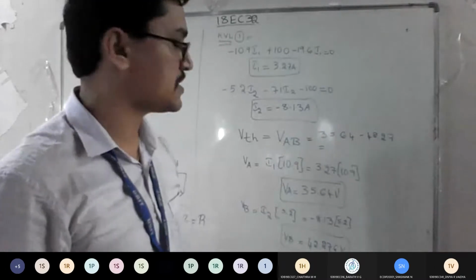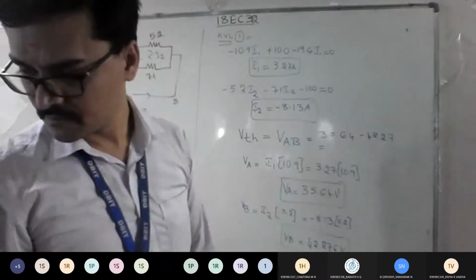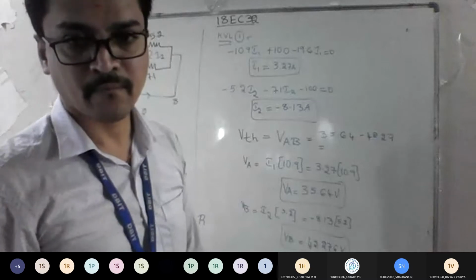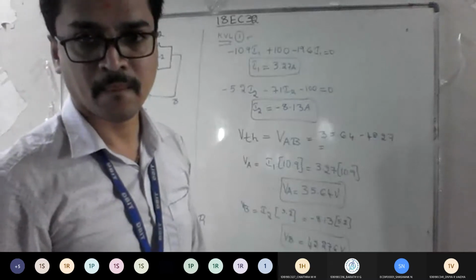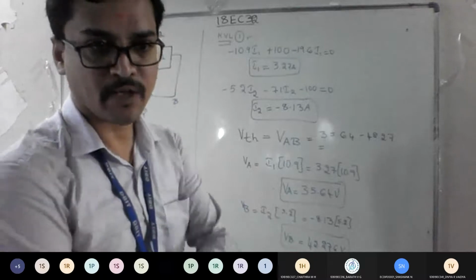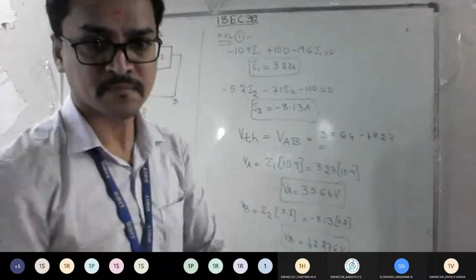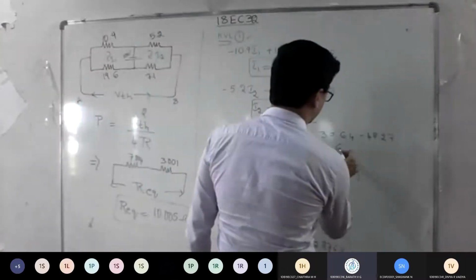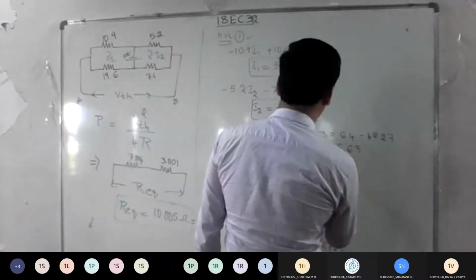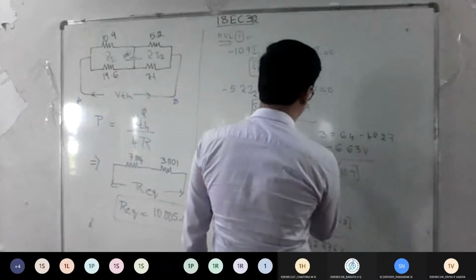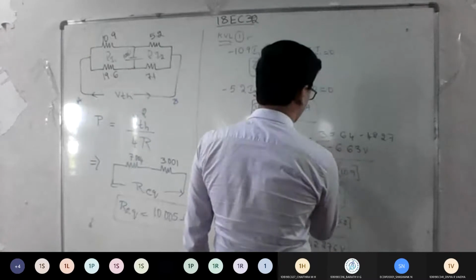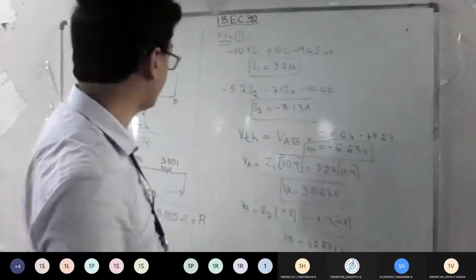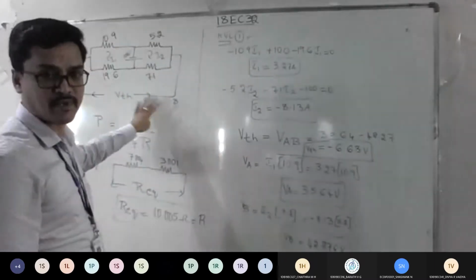Subtract each other. What's the answer? Minus 6.63, sir. So that minus indicates what I told: the assumption you have made should be reversed. So it means this plus, this minus.